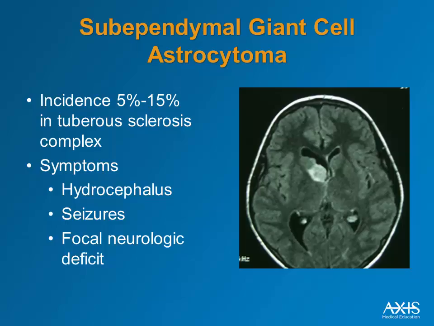today's talk, is subependymal giant cell astrocytoma, illustrated by the bright area at the foramen of Monroe in this MRI scan that you're looking at. The frequency in tuberous sclerosis complex, as you see, is in the 5 to 15% range. And in those who become symptomatic, as this grows, the signs and symptoms are those of hydrocephalus, exacerbation of seizures, and potentially a focal neurological deficit. Of course, the main goal, as you'll hear as we go forward, is to proactively treat these to avoid complications, especially ones like hydrocephalus.